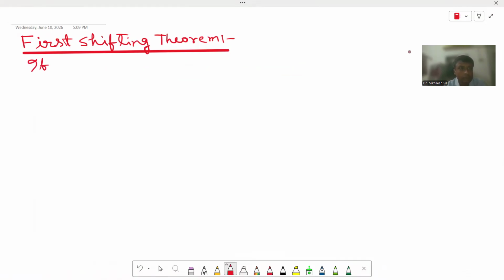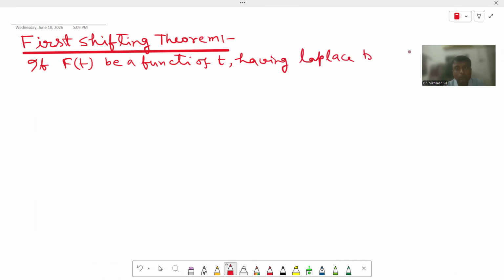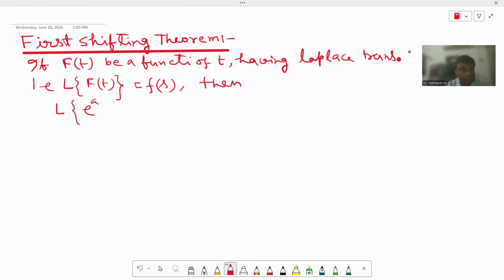If f(t) is a function of t having Laplace transformation, that is L of f(t) equal to F(s), then the Laplace transformation of e to the power at f(t) is equal to F of s minus a.